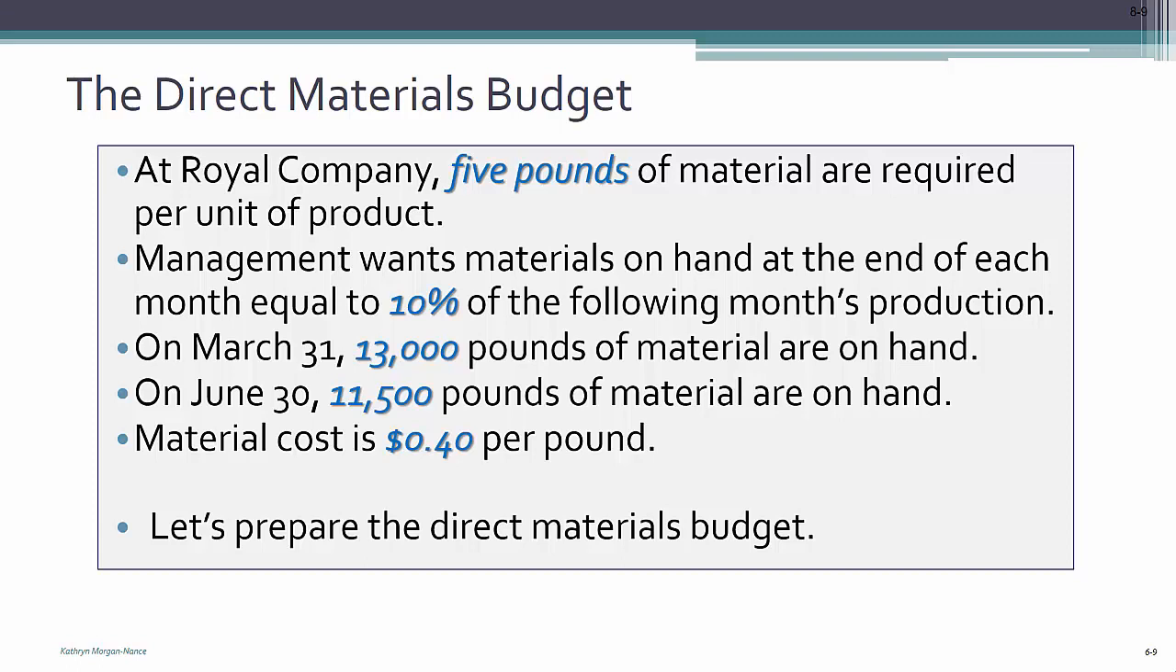At the beginning of the month, Royal has 13,000 pounds of direct materials on hand, and at June 30th, it has 11,000 pounds of material on hand. Each pound of direct material costs 40 cents. So let's take a look at the direct materials budget.